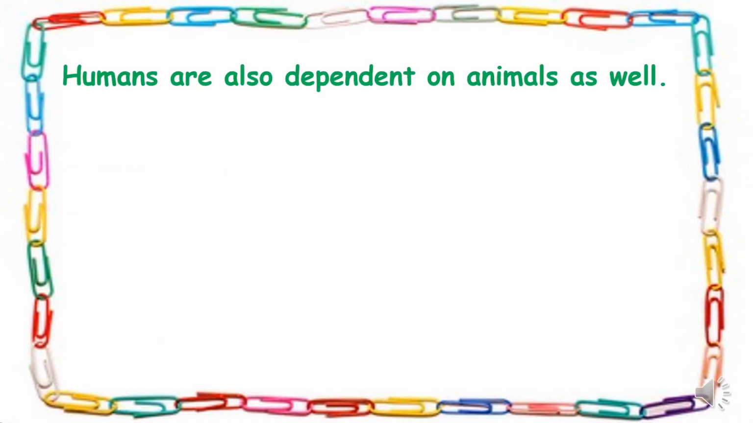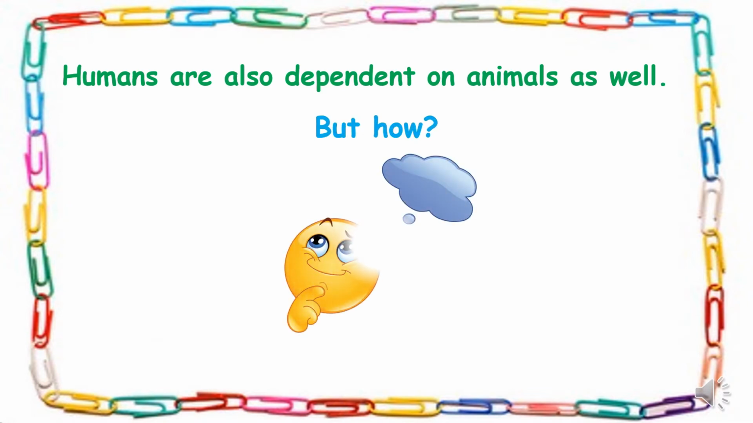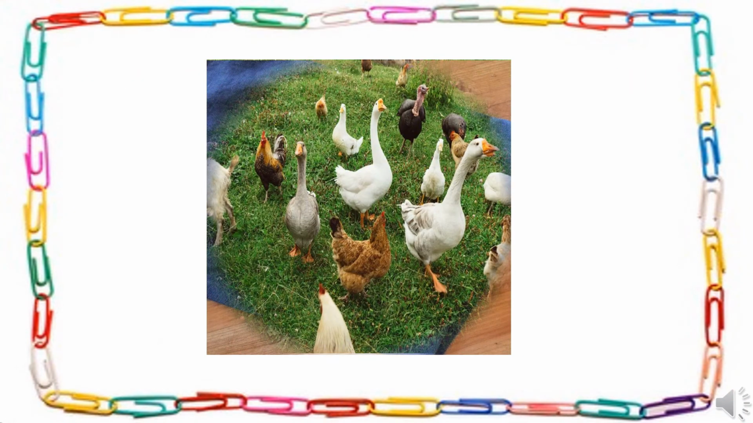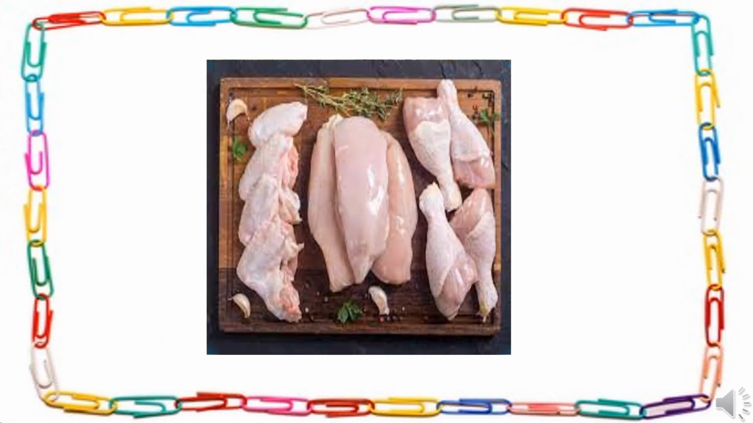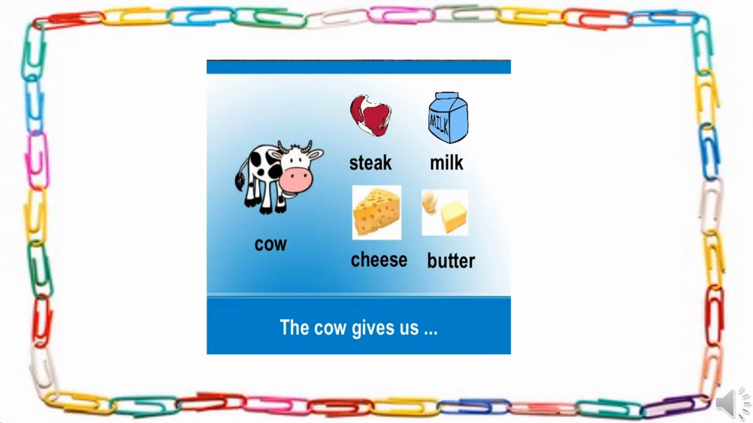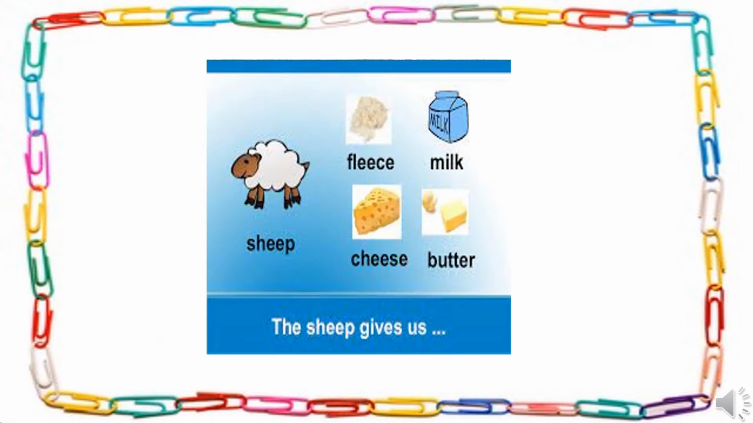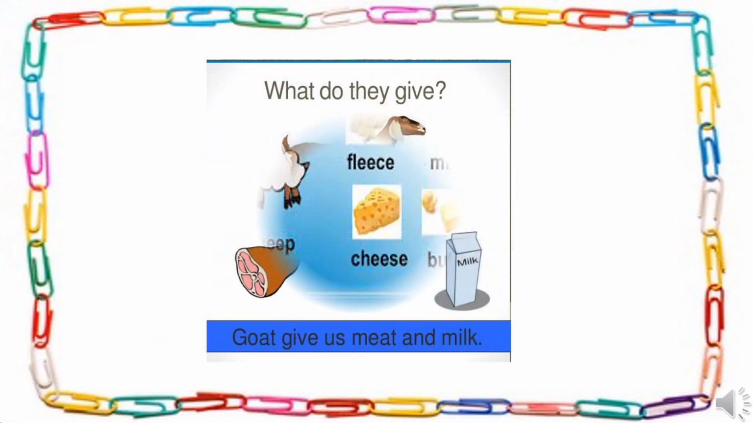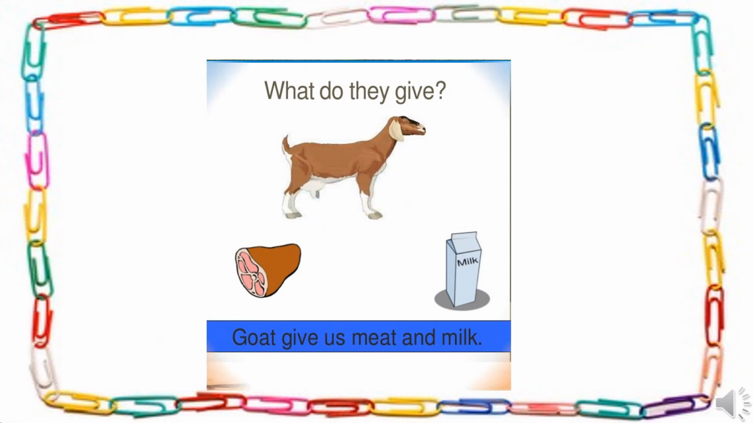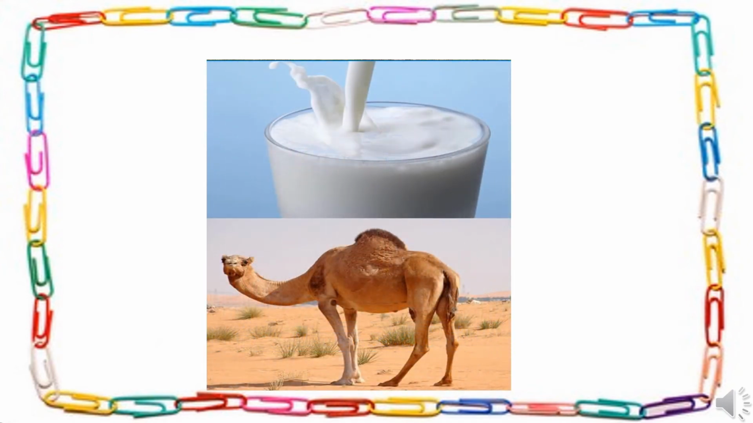Humans are also dependent on animals as well. But how? Let's do a quick recap. Ducks and hens give us eggs and meat. The cow gives us steak, milk, cheese, butter. The sheep gives us fleece, milk, cheese, butter. Goat gives us meat and milk. We get milk from the camel.